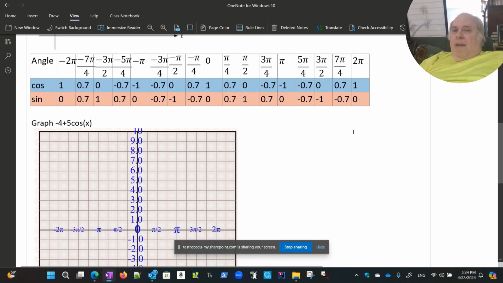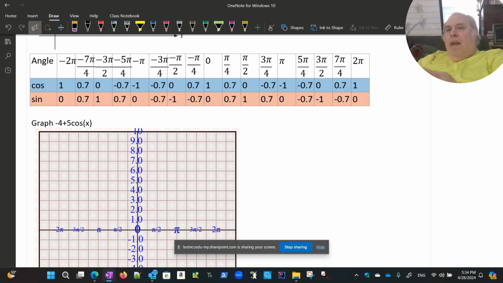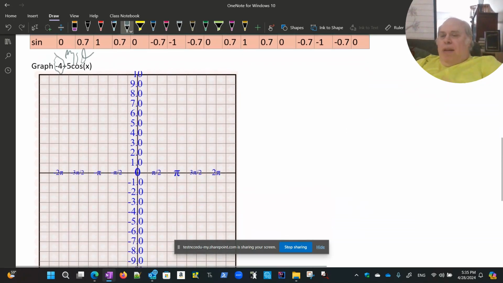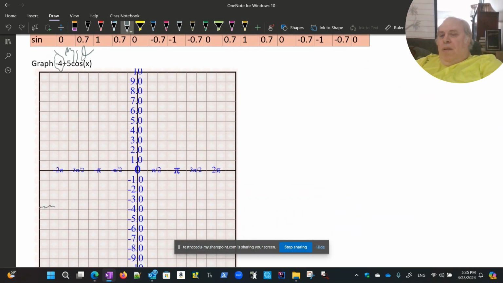So the main thing I want to talk about first is that I like to draw some guidelines. What we're adding is the midline, and that's the first guideline. The midline here is -4. So I'm grabbing a line through -4, drawing a horizontal line right through -4 like this. Okay, and that's the midline.